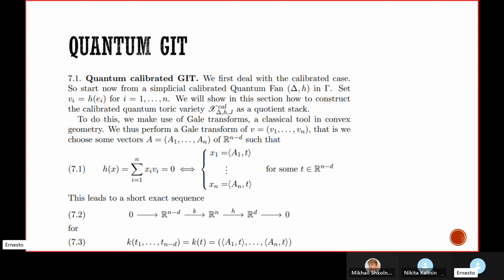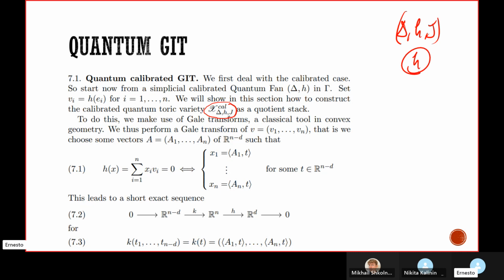So we have the calibrated quantum fan. Observe that right now I'm being careless again and not putting the J here, but I carry it in general in the notation. Sometimes I just write this, but I should be writing this. And so think of quantum P2 that we just saw in detail. It is the quantum toric variety associated to the quantum fan. And so we have that information, we have that H map.